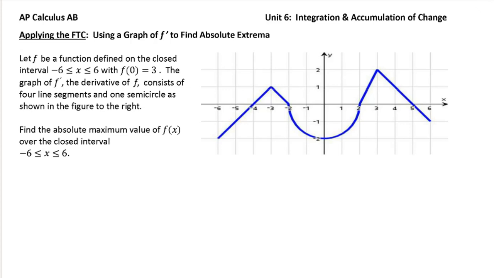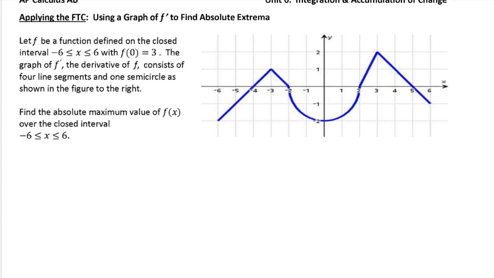So, all right. This is applying the fundamental theorem of calculus using a graph of f prime to find absolute extrema. Okay, so typically we would find absolute extrema if we had a function. We would be looking at critical points. We would be looking at endpoints. And so what they've given us this time is a little different situation here. It says let lowercase f be a function defined on the closed interval -6 to 6 with f of 0 equal to 3. The graph of f prime, the derivative of f, consists of 4 line segments and 1 semicircle as shown in the figure to the right.